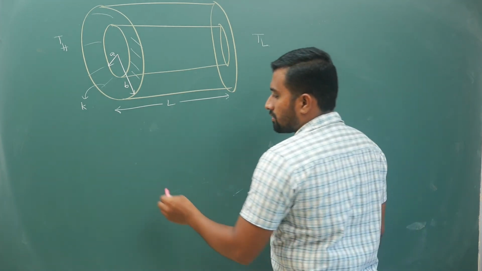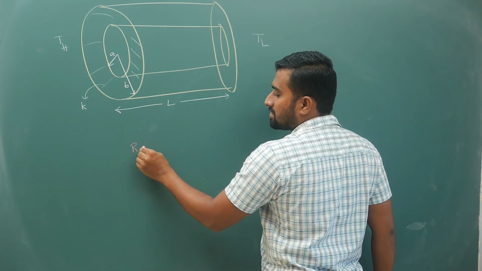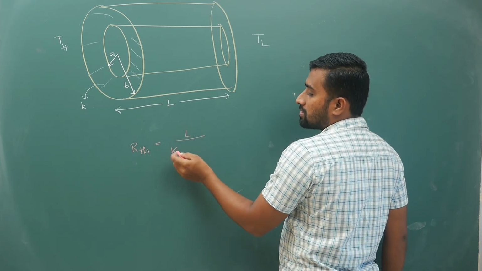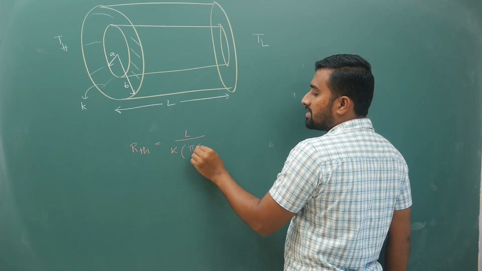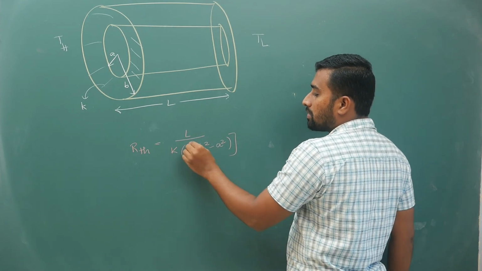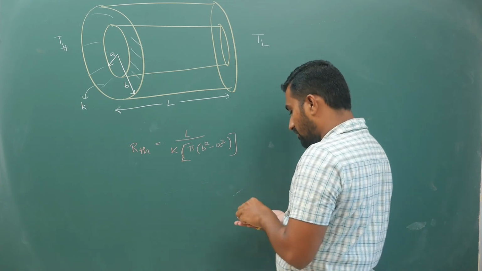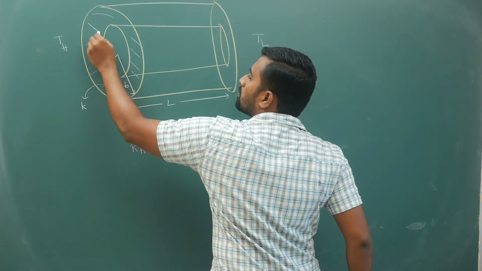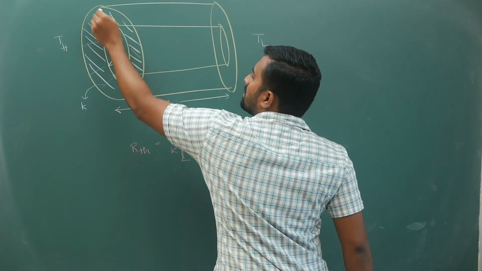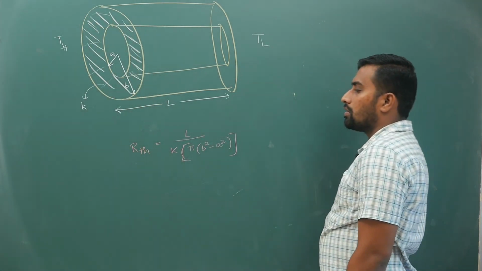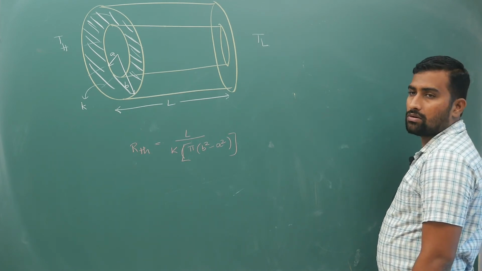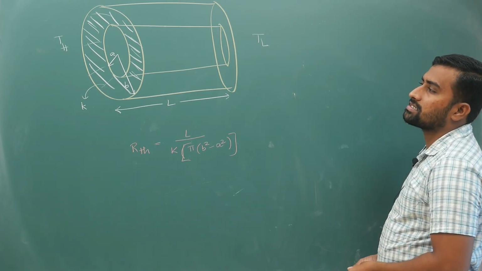So your thermal resistance is length L by K times the area of cross section across which your heat energy is flowing, which is pi times B square minus A square. Your heat energy will flow only in this portion. So that is L by K times pi into B square minus A square. That is your thermal resistance value.